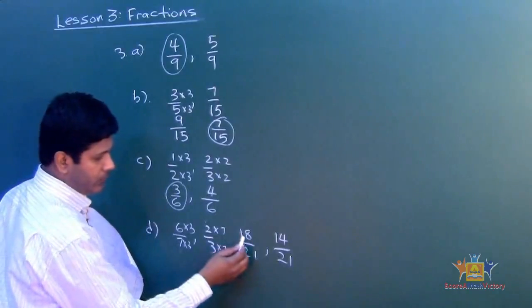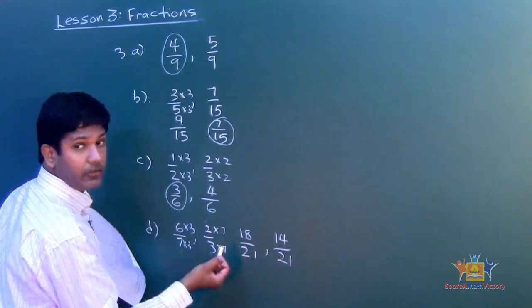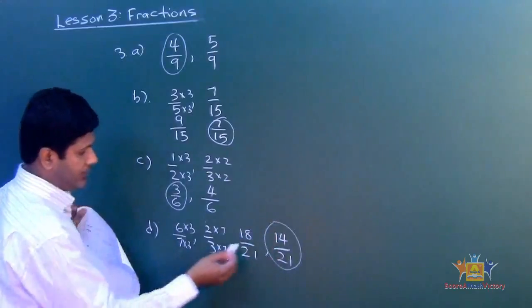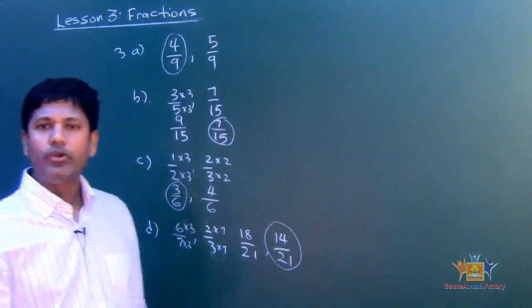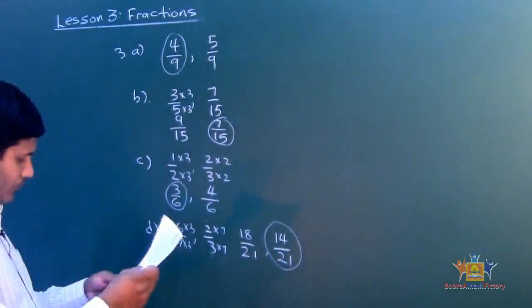Alright, so now look, 14 and 18, who's bigger? 18 is bigger, so our answer ought to be the smaller one, which is 14 over 21. Okay, good. Alright, let's look at problem number 4.